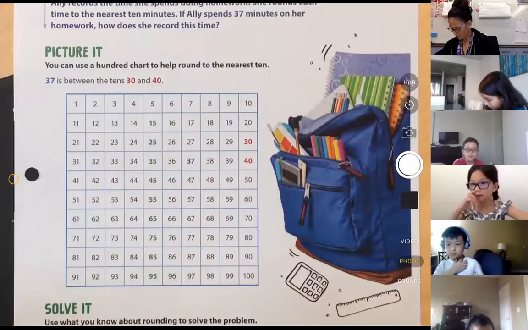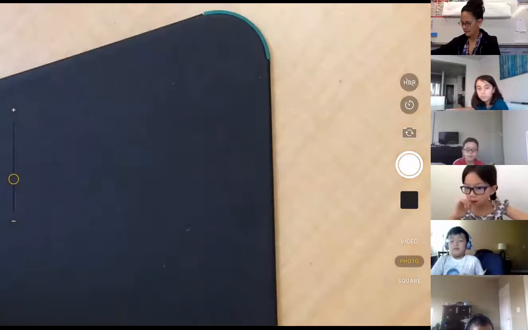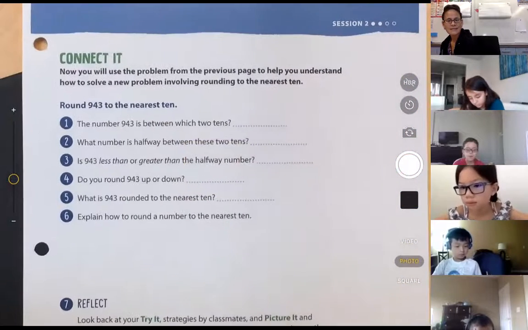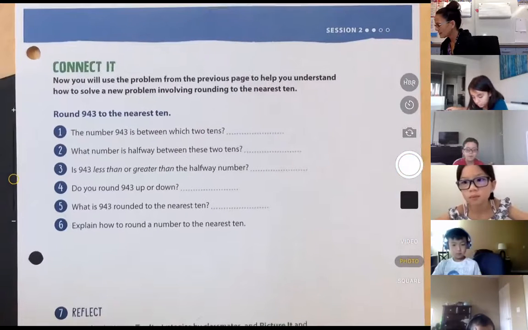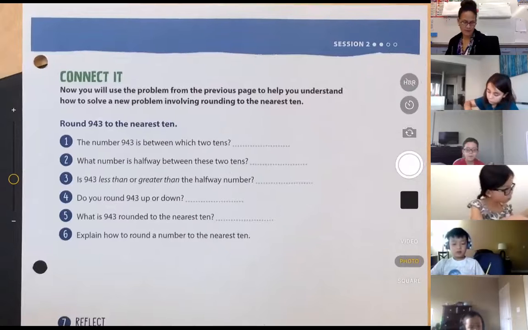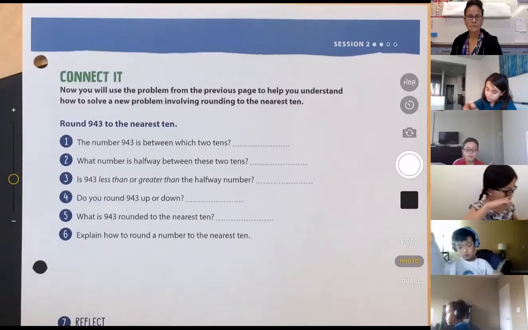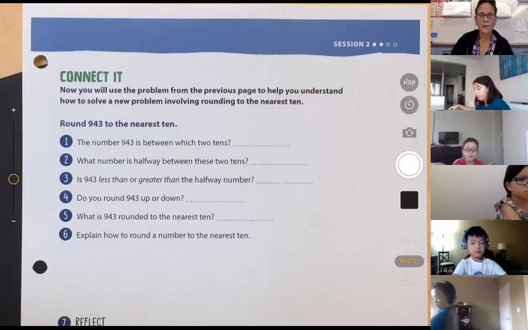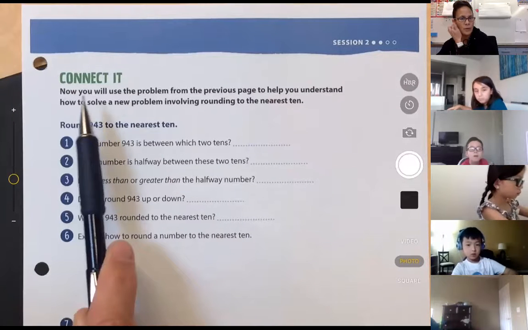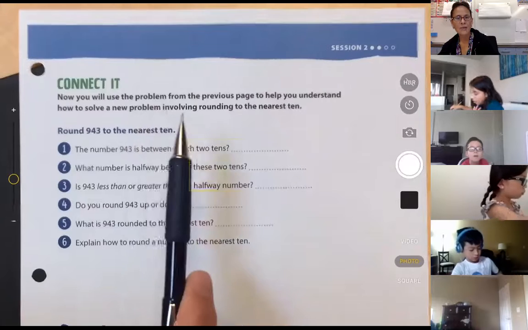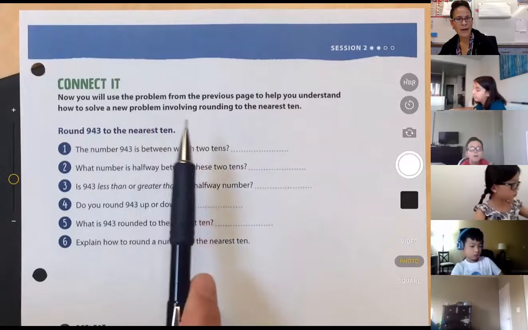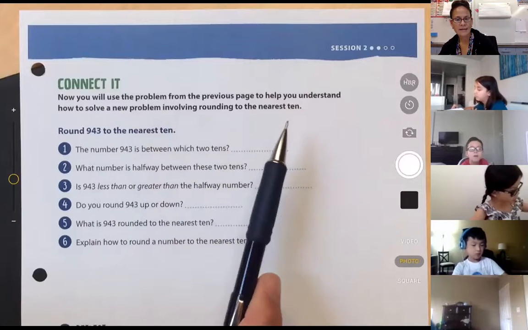Okay, everyone. Now, if you could turn to page 11 in your math book, and it looks like this. This is page 11, and we are going to talk all about this. Please follow along as I'm reading aloud. Now, you will use the problem from the previous page to help you understand how to solve a new problem involving rounding to the nearest 10.